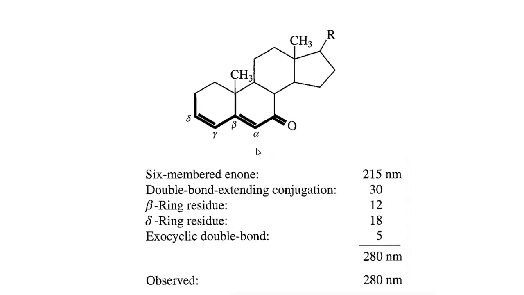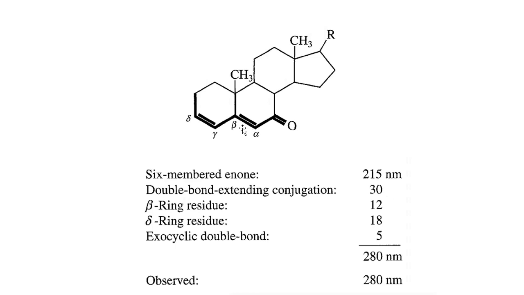Then see this example. It is a 6-membered alpha beta unsaturated ketone system, or enone system. This is the alpha position, it is the beta position, gamma and delta. Because it is a 6-membered enone, the base value will be 215 nanometer. You can see there is a double bond extending conjugation: double bond, single bond, double bond. This double bond extends the conjugation, and this will contribute 30 nanometer as the increment.